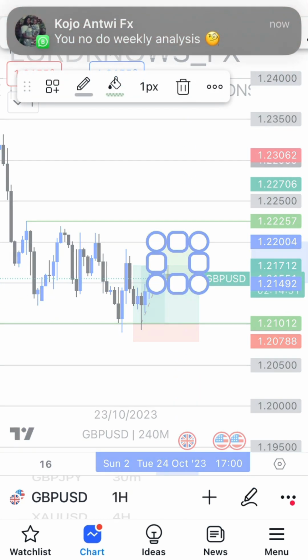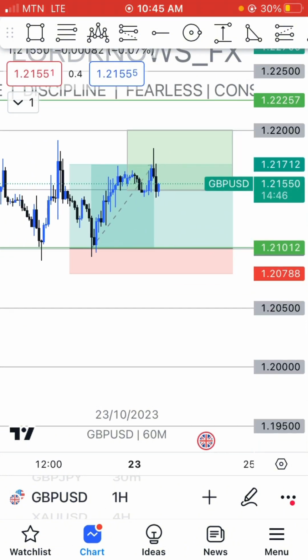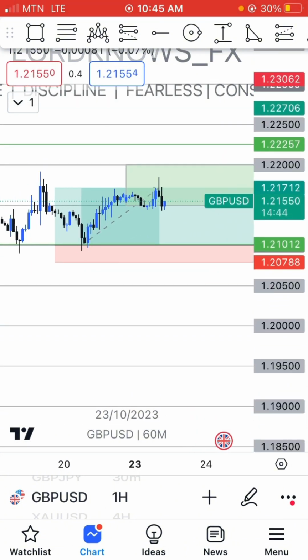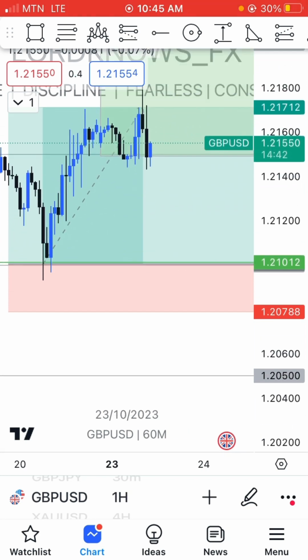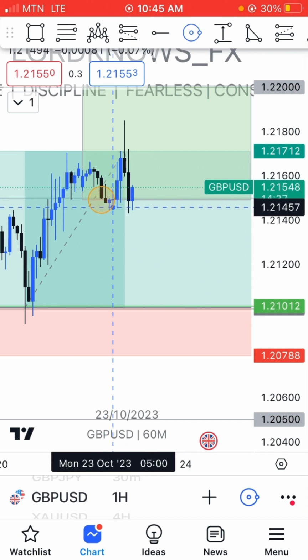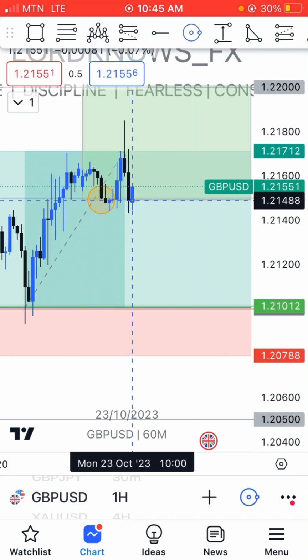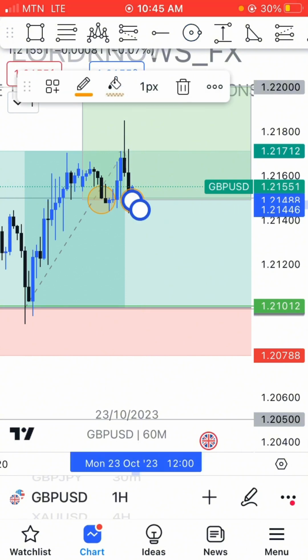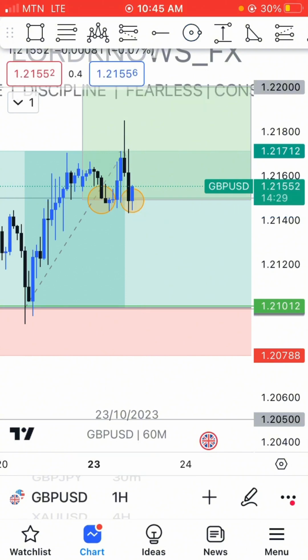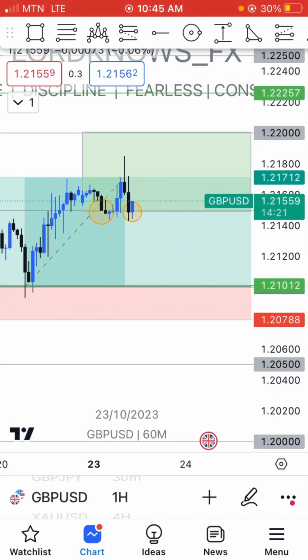Let's say 1 hour. So here, you see it's refusing to break this level, this zone. This one refused to break this zone, and now there's another one here. It's refusing to break this zone. So we are going to wait patiently. Mostly I don't trade on Mondays when it comes to GBPUSD. So I wait for the market to form, then I would enter my trade.